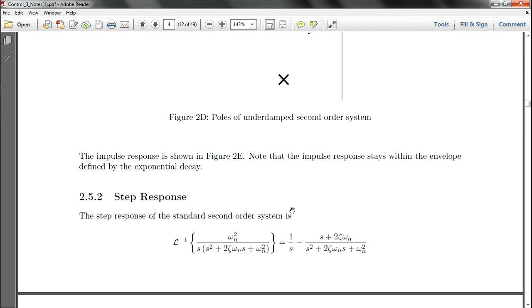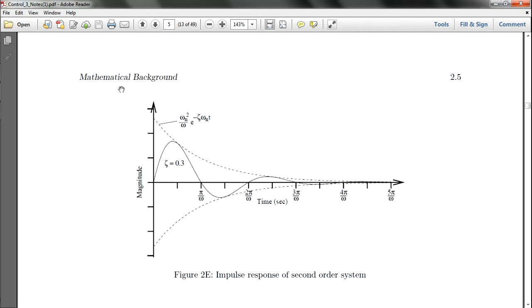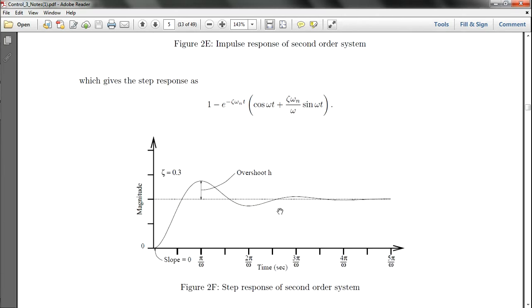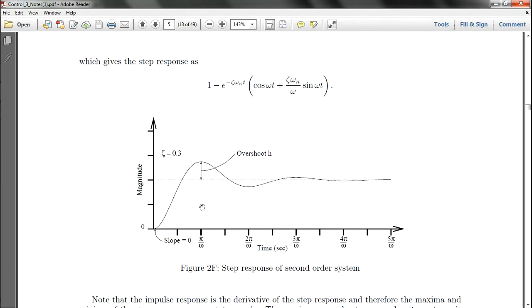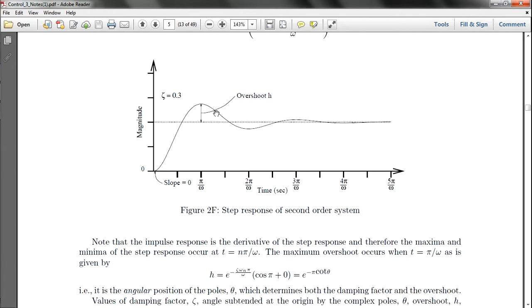So this is the impulse response for a second order system, and the step response for a second order system is in terms of this equation, as we have done earlier. The exponential similarly is the exponential growth, and the cosine and the sine are just the sinusoidal part. After that, with this understanding, we can understand what overshoot is.